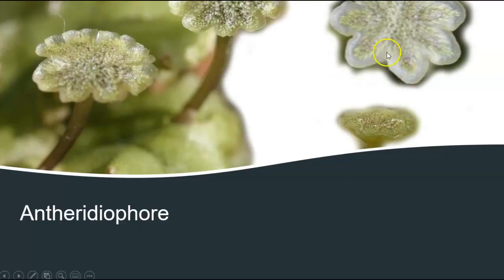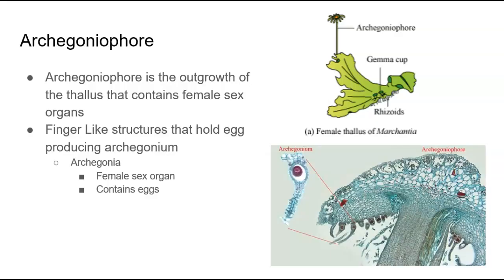This is what the antheridiophore looks like. They're flat and disc-shaped on top. Now let's look at a female thallus. With the female thallus, everything's almost identical except this structure over here. This is called the archegoniophore, and it's going to contain the female sex organs.